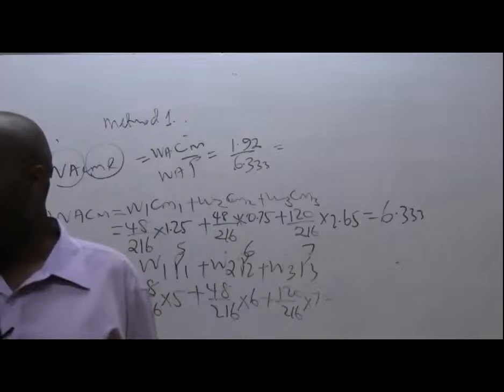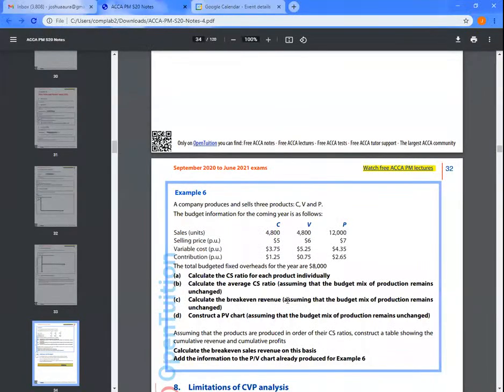Thank you. Great. Now, ladies and gentlemen, I would want you to do me a favor. I would want you to come and do part C for me, where they want us to calculate the break-even revenue. Just try part C yourselves.